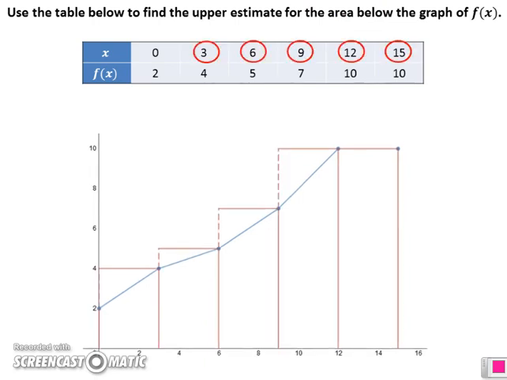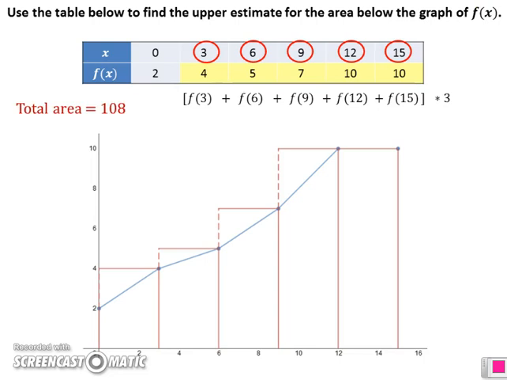And notice that because we're using right rectangles, we're going to be using B and not A. So when we want to find the height, we're going to start with 15 and work backwards. And we will not be using this one. So you can look at the table and know that you're going to be adding up all of these heights right here and then multiplying it by delta x again. This is the height times the width. And in this case, the width was 3 again. So that's the upper estimate.